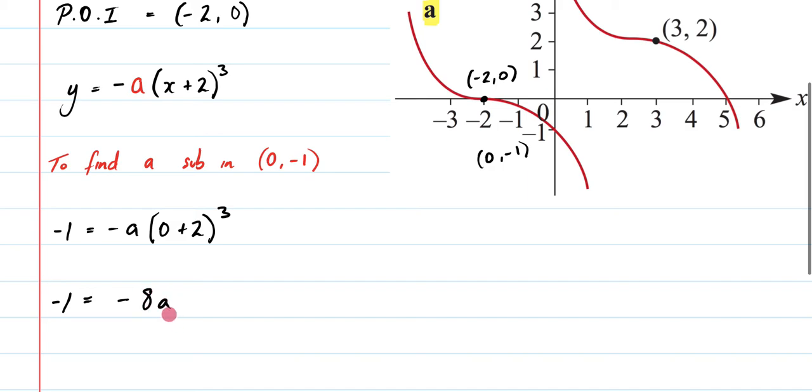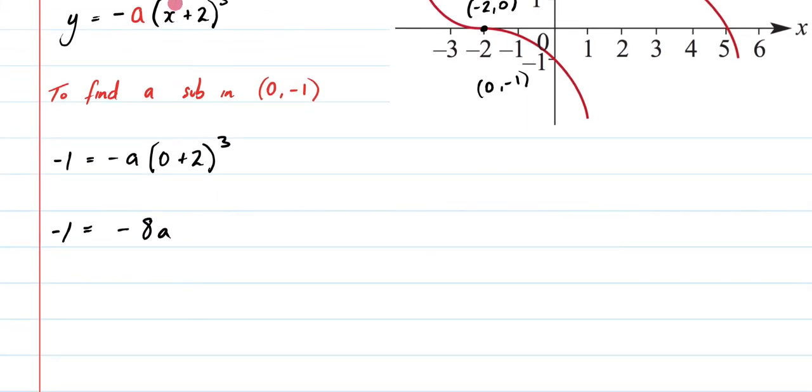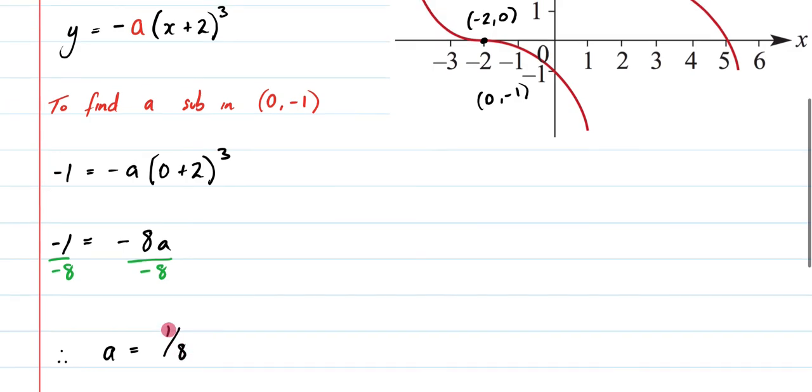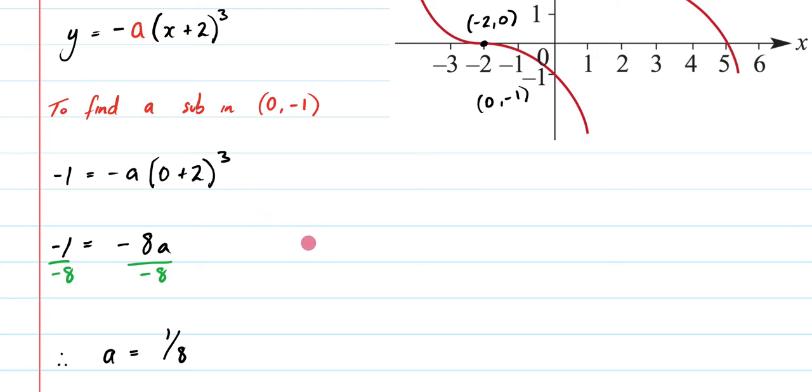-8a. Then I need to solve for a, so to do that I'm going to divide both sides by -8. So therefore a is going to be equal to 1/8. I now need to write down what my equation is going to be. So then I would go, therefore again, y is going to be equal to -1/8 x plus 2 cubed. And that is going to be our answer.